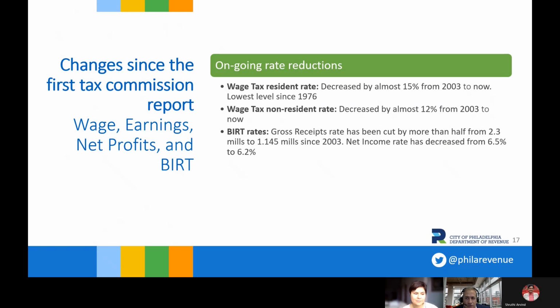So first, tax rates for all of these tax types have been going down each year over time. The wage tax rates have actually gone down anywhere from 12 to 15% for residents and non-residents. And the gross receipts tax rate for BERT has been cut by more than half since 2003. And there also is current legislation in place to keep reducing the net income portion of the tax.